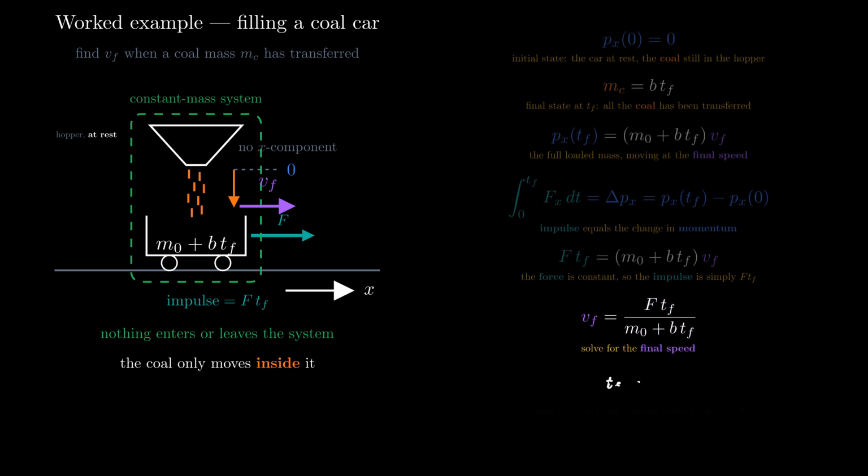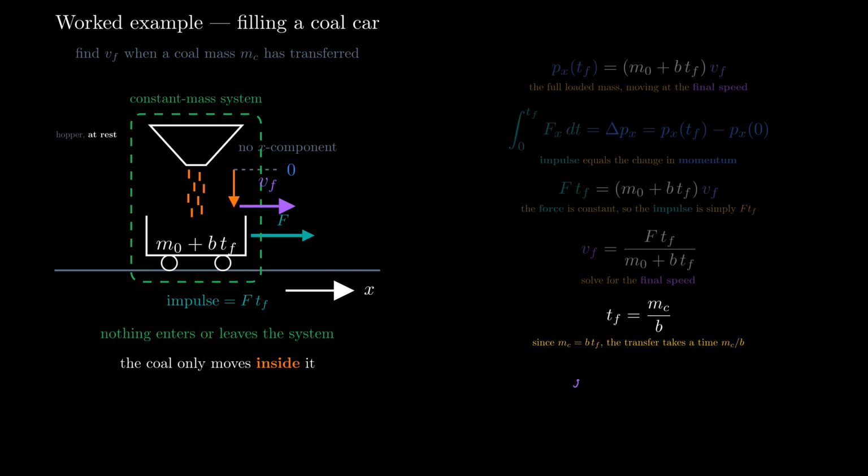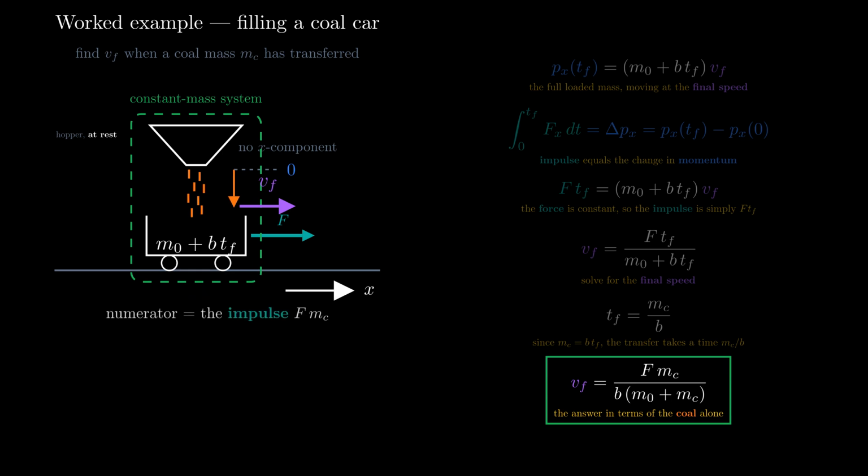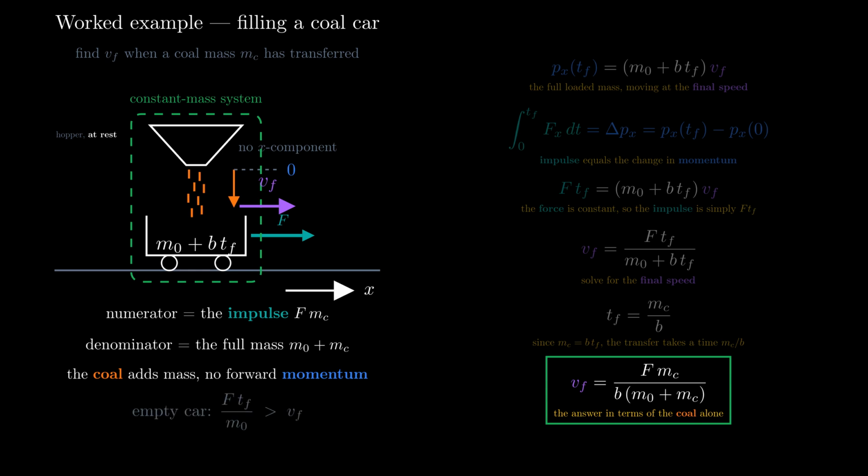And since m_c equals b times t_f, the transfer takes a time m_c over b. So in terms of the coal alone, v_f equals F times m_c divided by b times the quantity m0 plus m_c. Read the result. The numerator is the impulse, the force delivered over the transfer. The denominator is the full final mass, the empty car plus all the coal. The falling coal added mass but no forward momentum, so the same impulse must move more mass, and the loaded car ends up slower than an empty car pulled for the same time. The entire effect of the mass flow sits in that denominator.